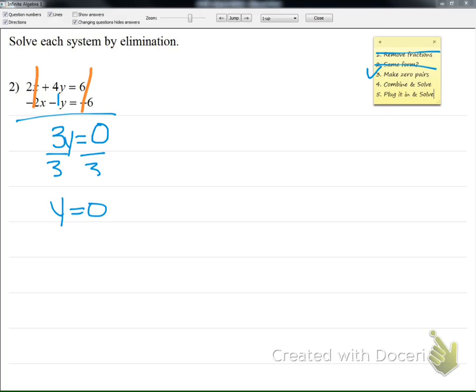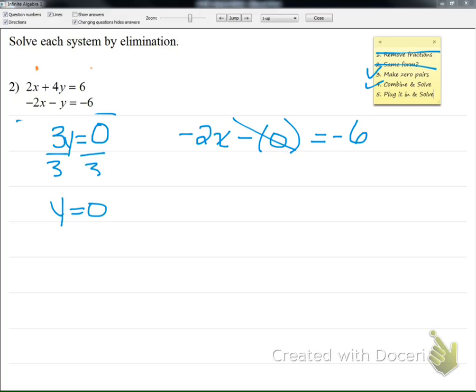Alright, we're ready for plugging and solving. So, I need to choose which equation I'm going to plug it into. They both look okay. I'm going to use the second equation. So, negative 2x minus y is equal to 0, is equal to negative 6. Alright, so if you subtract 0 from anything, it's like doing nothing to it. You can just cross that off. So I have negative 2x is equal to negative 6.